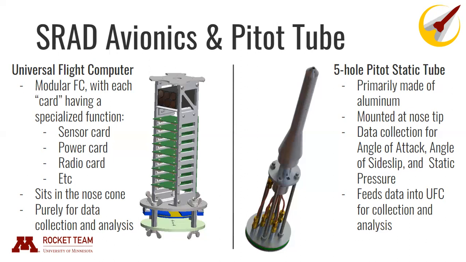We also have, on the top of the nose cone, our 5-hole Pitot tube. This is also manufactured in-house, made mostly out of aluminum. There are a few other components in the internals which are made out of brass for connectors or copper tubing. It is mounted using a pretty standard nose cone attachment technique that you see in all COTS nose cone devices, a clamping mechanism where we have a disc on the inside and the nose cone on the outside, and we tighten them together so that they fit securely. This will be used for data collection for angle of attack, angle of sideslip, and static pressure data. All of this data can be fed into our universal flight computer for collection and analysis post-flight.